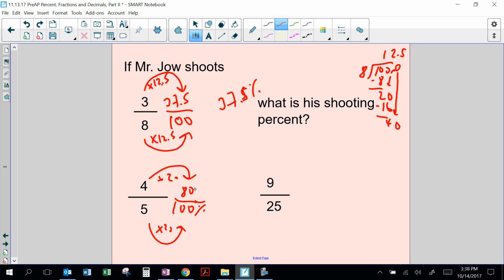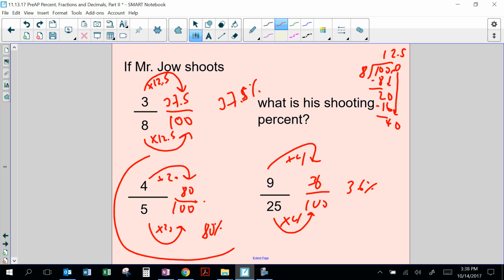So my shooting is 80 hundredths, which is the same as saying 80%. For this one, what will my shooting percent be? Scale factor is times 4, so 37 hundredths percent is anything per 100, so 36%. Again, these are off days. I would mostly be this one.